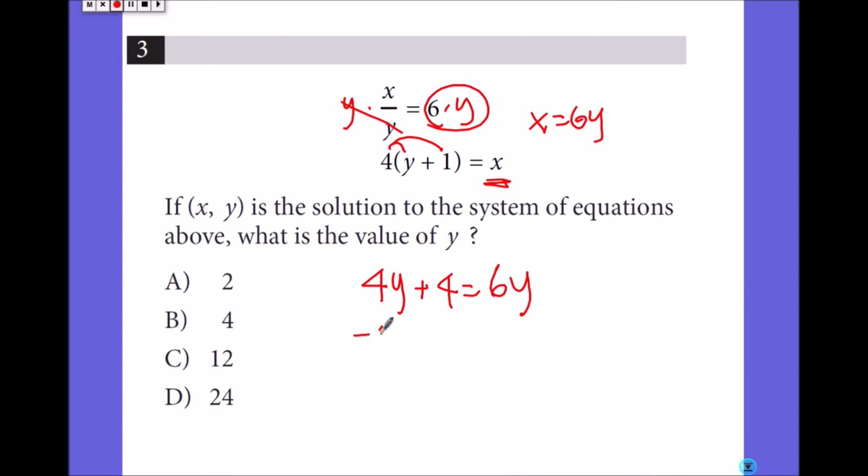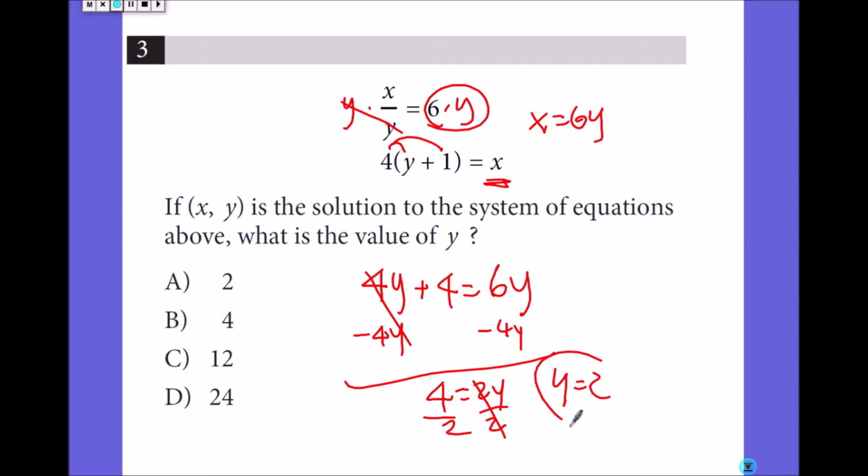So subtract 4y from both sides. I get 4 equals 2y. When I divide by 2, y equals 2. So go back and double check what you're looking for. You're looking for y, so you're done. A.